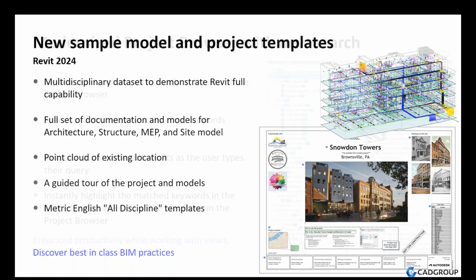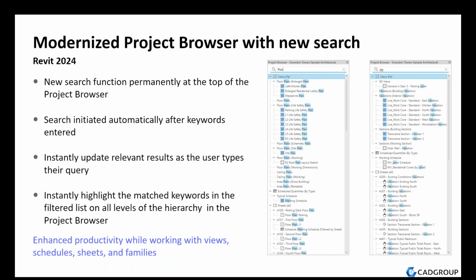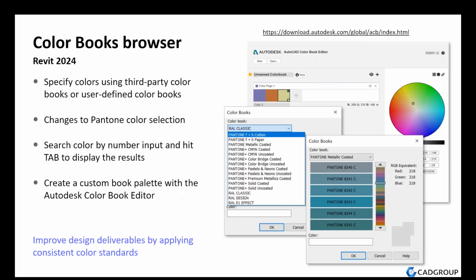Project browser search function now works universally across the entire project browser. Now, as you know, Revit isn't really big on customized colors, but what they have done now is brought out these things called color books. So you can create your own color book, which I think might be a way of managing large amounts of custom colors and making a library of your own. Pantone colors have been updated as well.